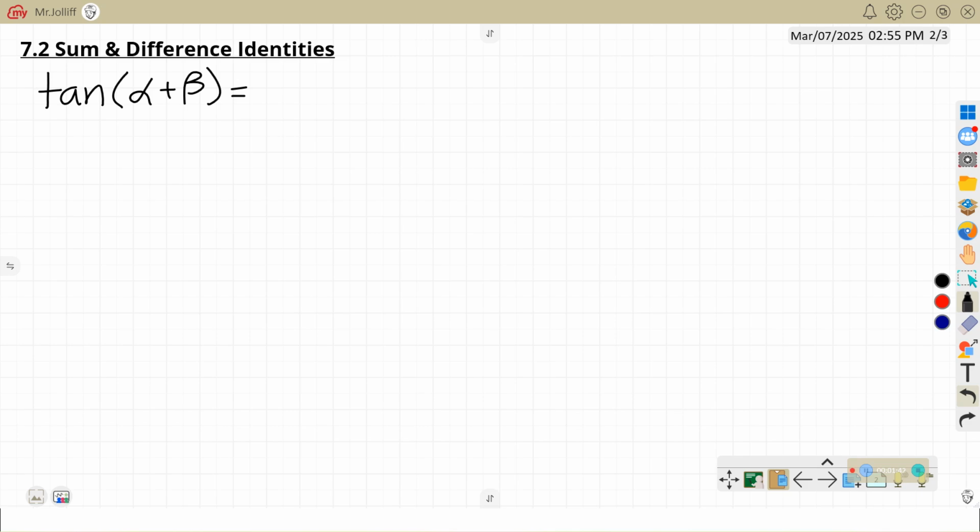And we're going to start with the most basic definition of tangent. When we learned about tangent, what is tangent? What over what? Sine over cos. Perfect. Gold star. So this should be sine of alpha plus beta over cos of alpha plus beta. That's just the definition of tangent.